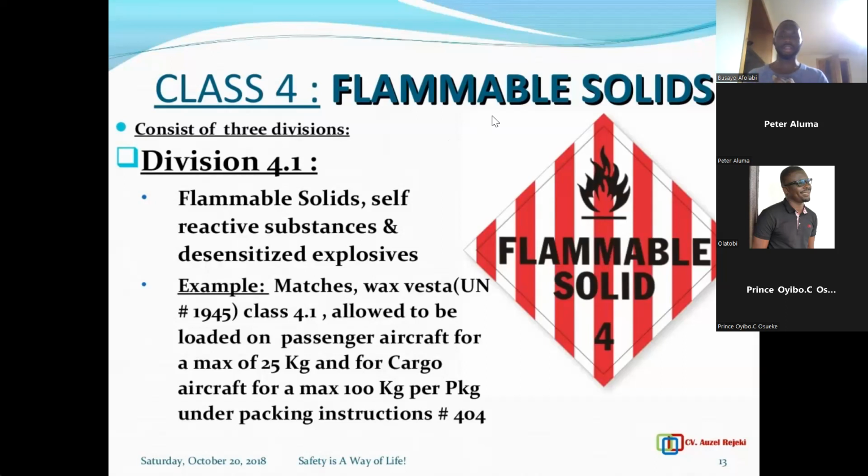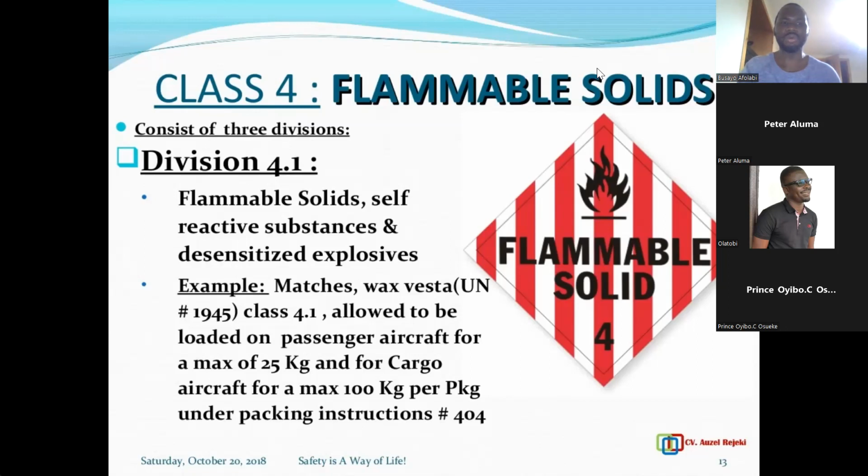Any DG, any dangerous good or article that you find under 4.1, you need to know that they are flammable solids, and they are self-reactive substances, and they are desensitized explosives too. And why do we have all this classified? Because immediately you've just been able to say 4.1, you should know what kind of danger you are expecting. And that's the same thing that goes on with this tear gas itself, 6.1 and 4.1.